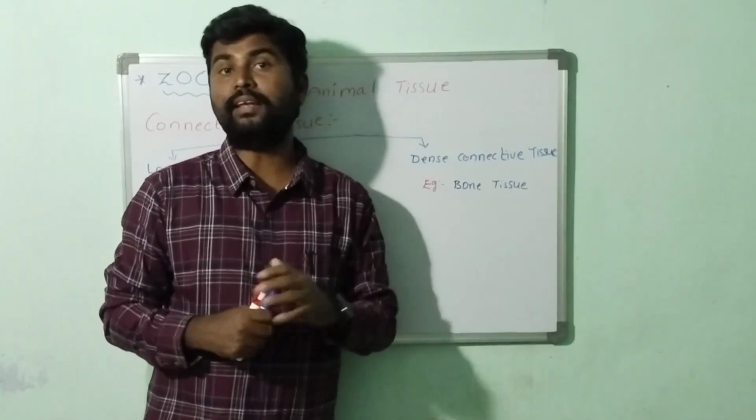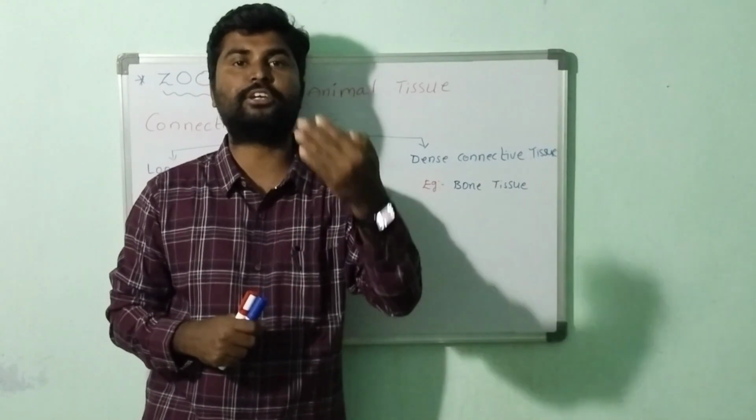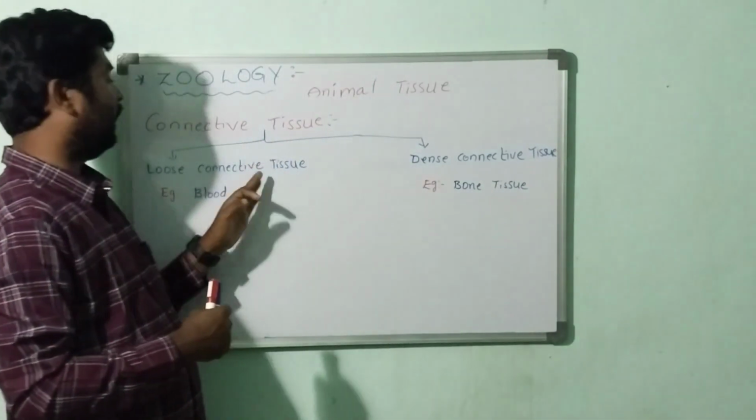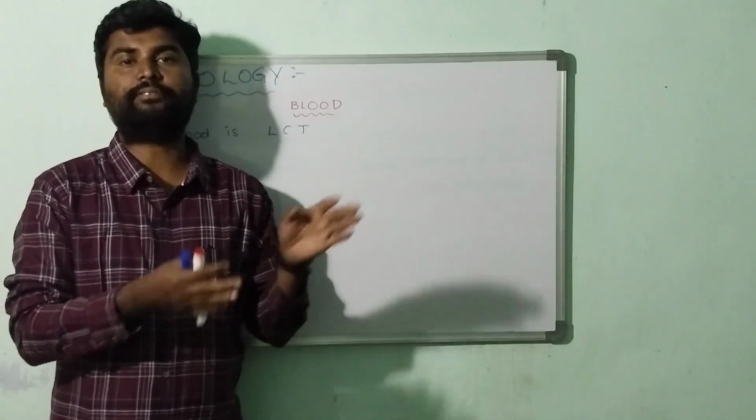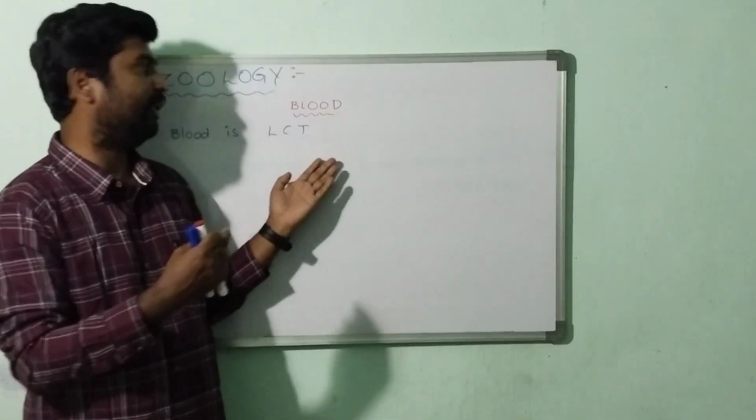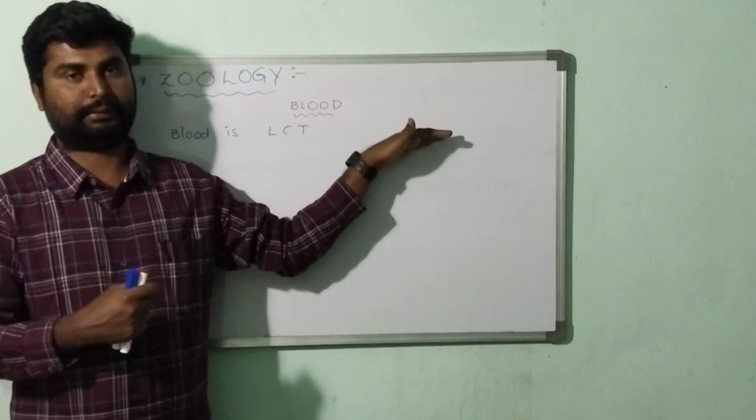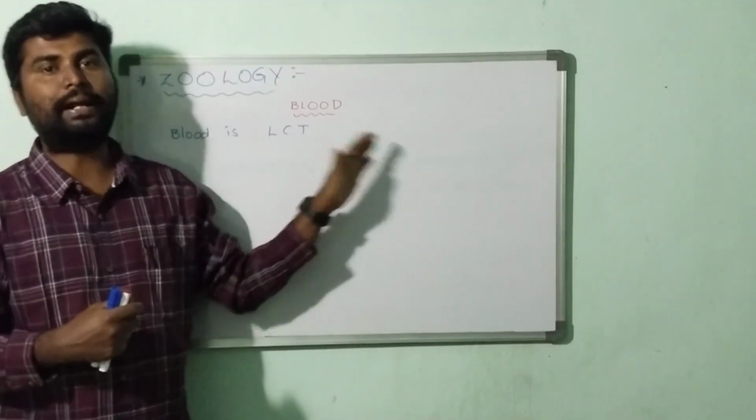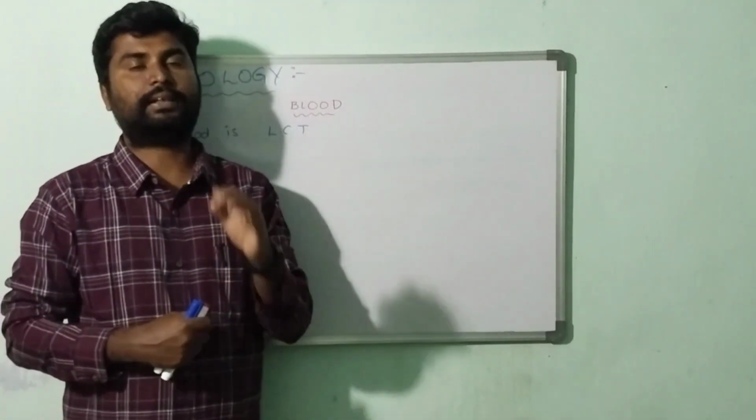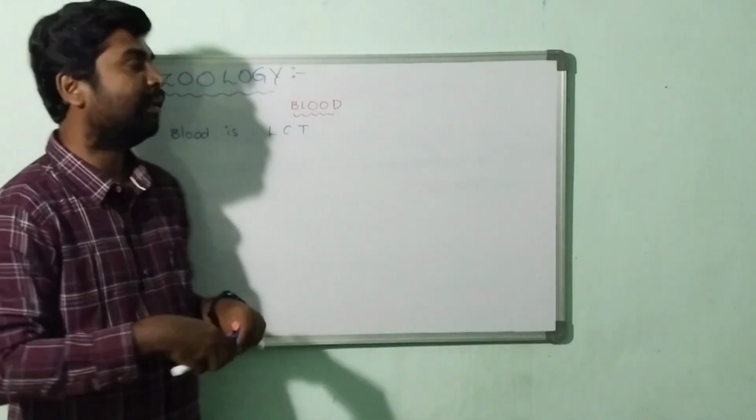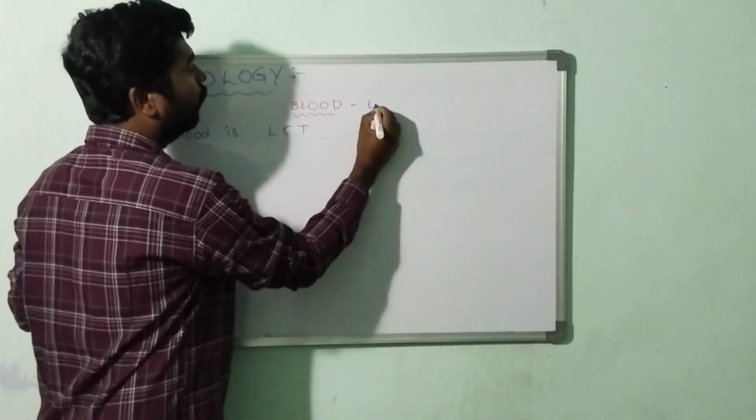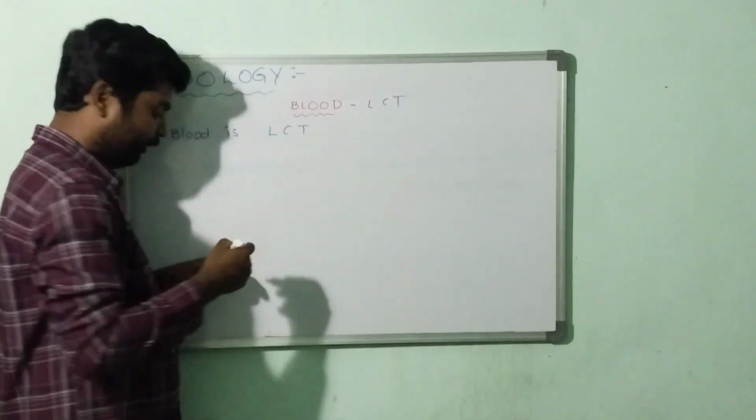Okay. So in this session I am going to explain about the loose connective tissue, blood. I will explain it clearly. I already told you blood is an example for connective tissue. Which type of connective tissue? Blood is an example for loose connective tissue.